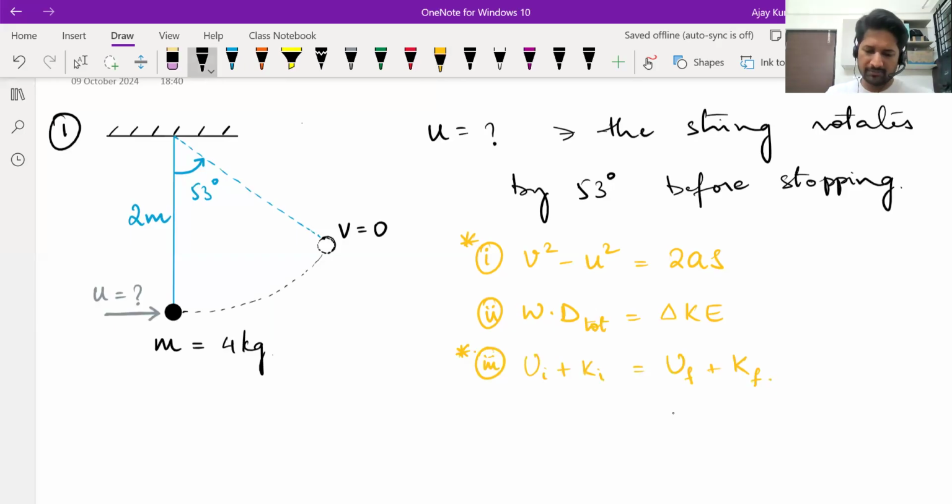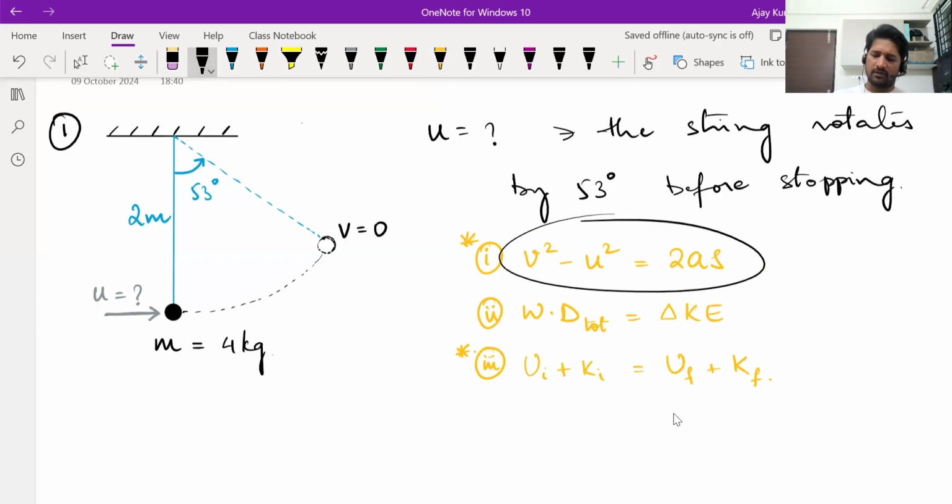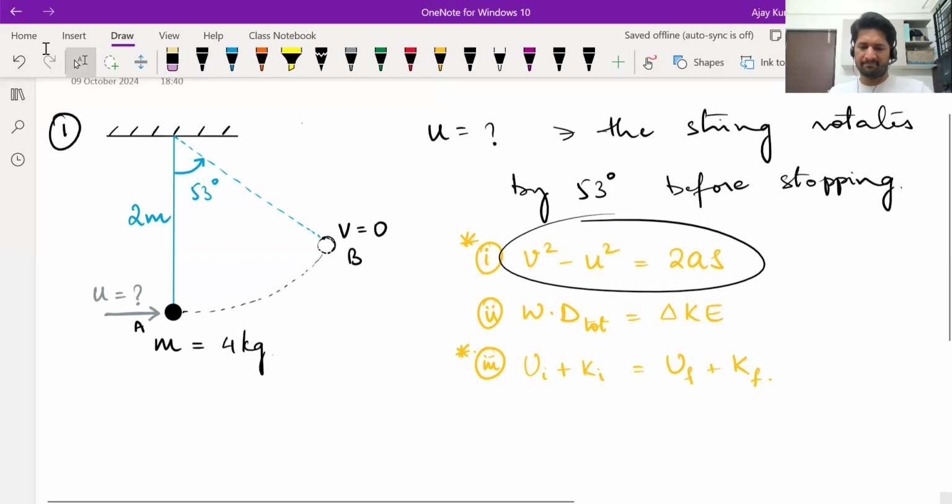Right. One of you tell me, can we use equations of kinematics in this case? As the bob ascends from, let's name these positions as A and B, from A to B, will the acceleration be constant? See, you need to check if acceleration is constant or not. Acceleration is given by forces. So think of what forces act on it and whether those forces are constant. Rishi, tell me, as the bob moves from A to B, what all forces act on it?